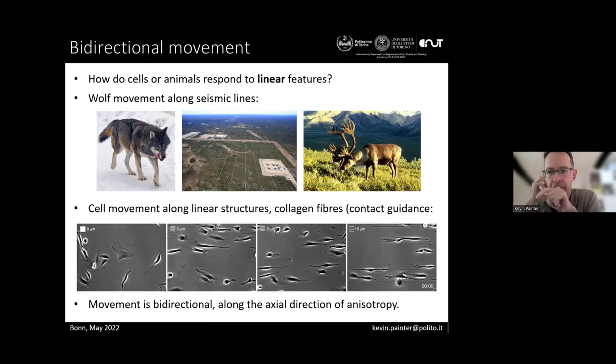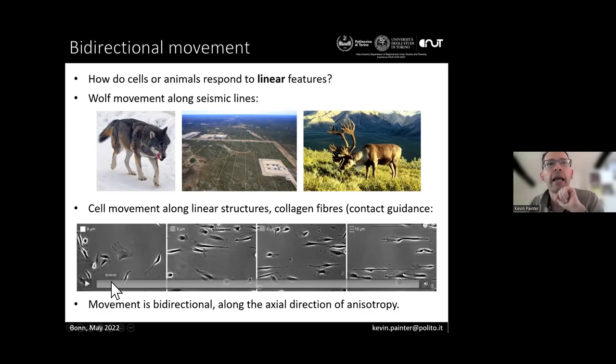But it's perhaps not appropriate to describe other types of things, like the way animals or cells respond to linear features in the environment. And this is something that occurs in an ecology setting. This is in Alberta, in northern Canada. There, for oil exploration, they have put in what are called seismic lines, which are basically clearings of the vegetation. These have had a dramatic impact on the wolf and caribou populations, because the wolves use these seismic lines, moving along them as a faster way to search through their environment to find the caribou. So in the areas where these seismic lines have been introduced, the caribou populations have decreased, and the wolves have effectively found a more efficient way to move through their environment.